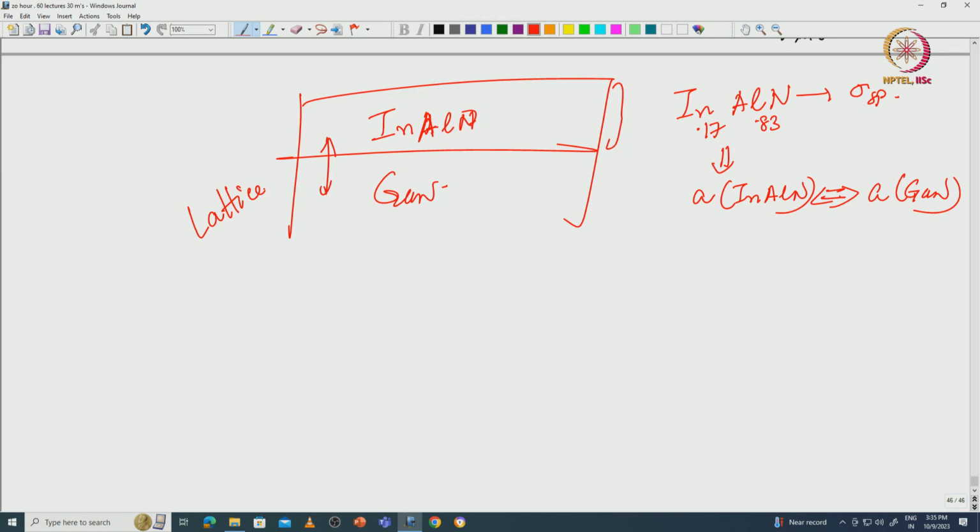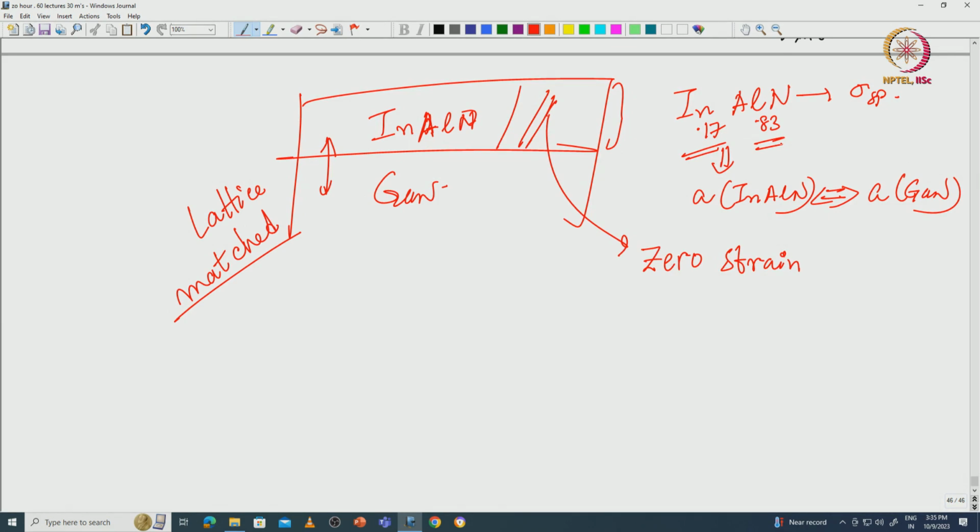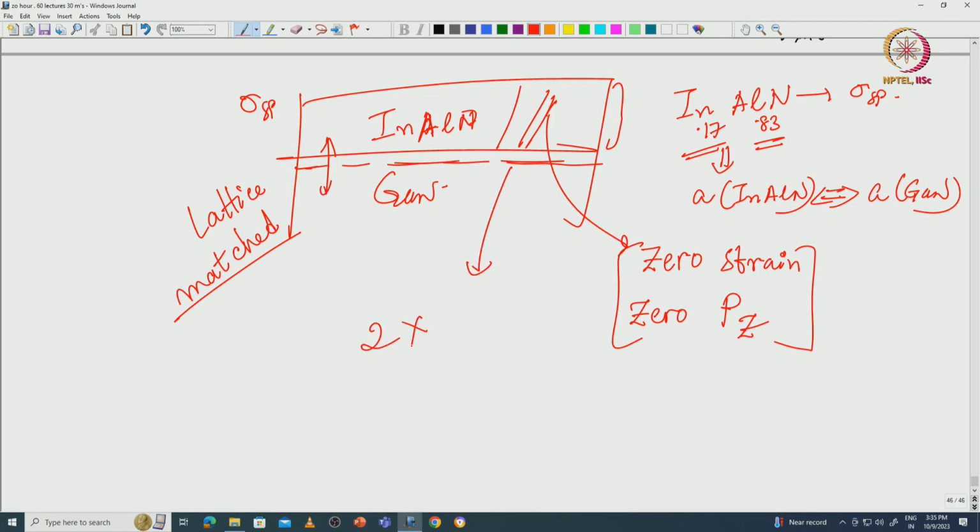which means this and this are both lattice matched. If they are lattice matched, that means this layer has 0 strain for 17% indium, 83% aluminum. There is 0 strain, which means there is 0 piezoelectric polarization, which is okay, even with 0 piezoelectric polarization the spontaneous polarization is so high that you will get a very high 2D electron gas, and that 2D electron gas also is in the range of 2 into 10 to the power 13 per centimeter square, which is about 2 times higher than that in AlGaN-GaN.